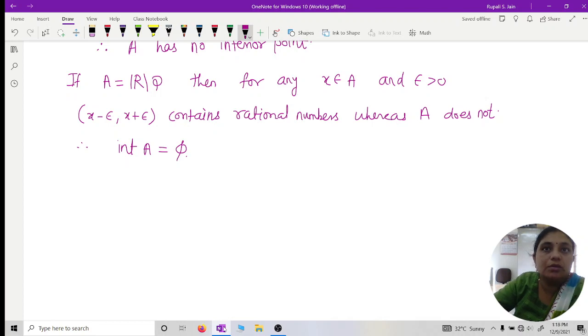Okay. So now next we define. We already defined interior point and gave examples. Now we define the closure of a set.